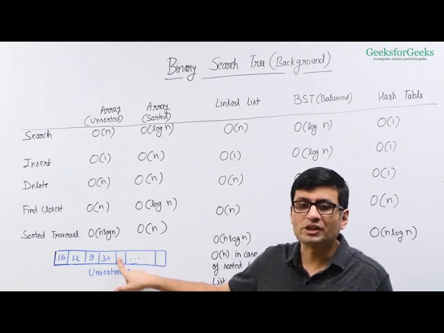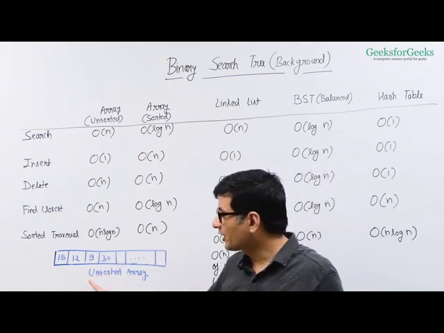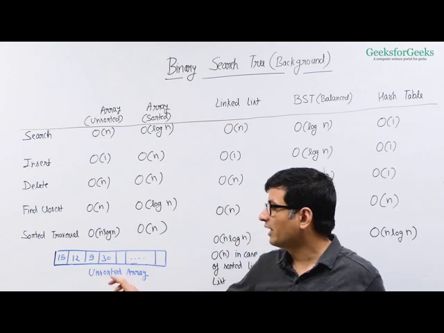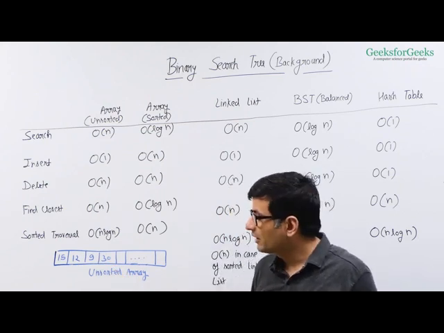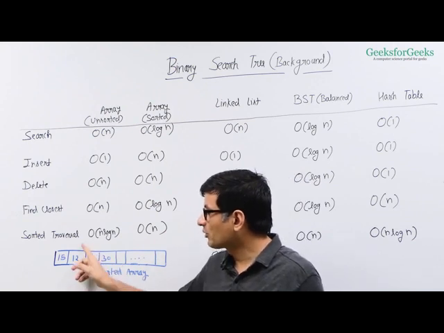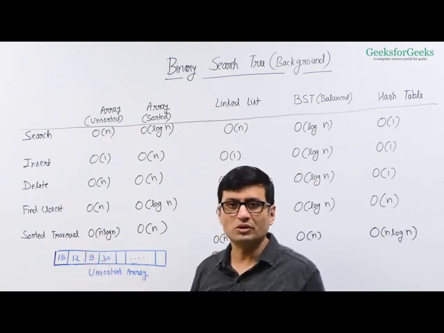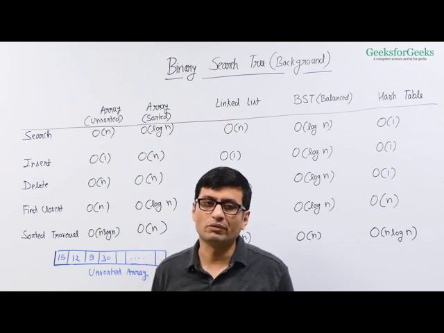What will be the time complexity of searching an item? Since it is unsorted, you will have to traverse through the whole array and your search will be big O of n. What will be the time complexity of deleting an item? Say you want to delete 12, then you will have to move these items one position before. So deletion is also big O of n.